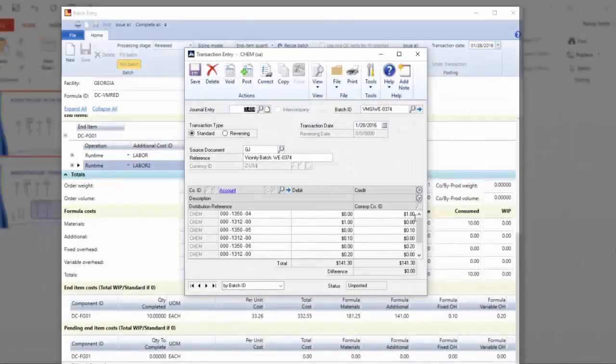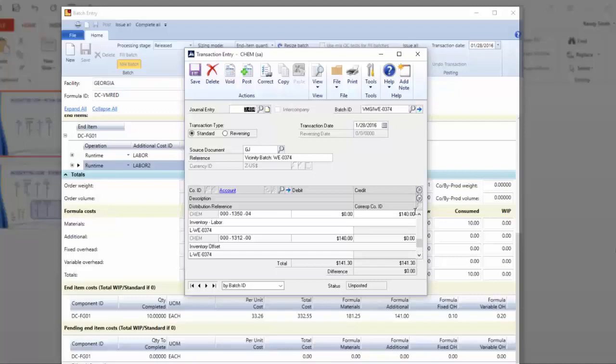And if I open this up just a little bit, you'll see I've got some inventory labor going to a certain account and then my offset for $1. And then I've got my 10 cents going to my fixed overhead. And then I've got my 20 cents going. And then this 141 is related to my packaging labor.